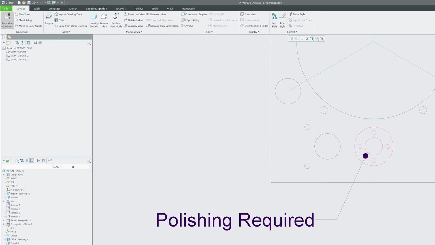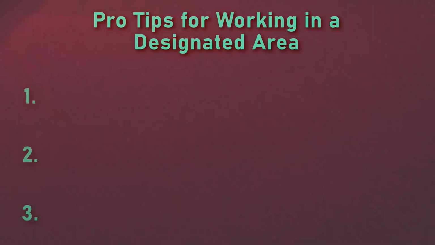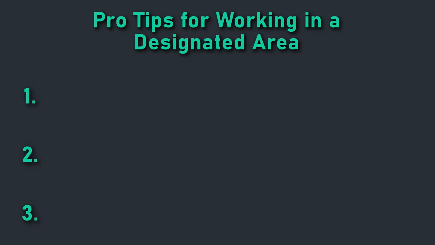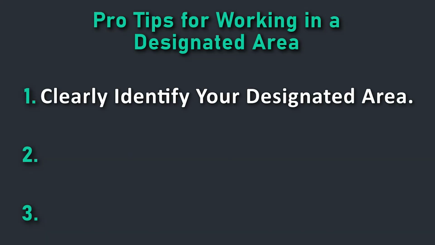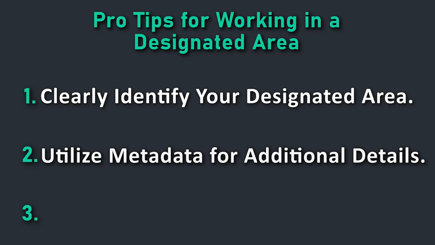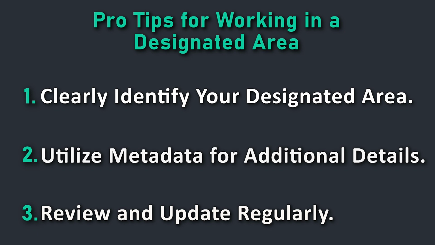And before we wrap up, here are a few pro tips when working with designated areas. Always label your designated area clearly to avoid confusion, especially in large assemblies. Use metadata to add extra detail such as material specification or inspection criteria. Regularly review and update your designated area as your design evolves.